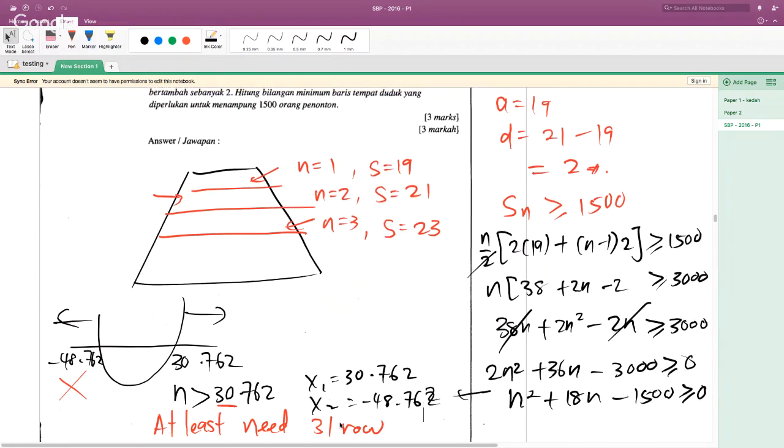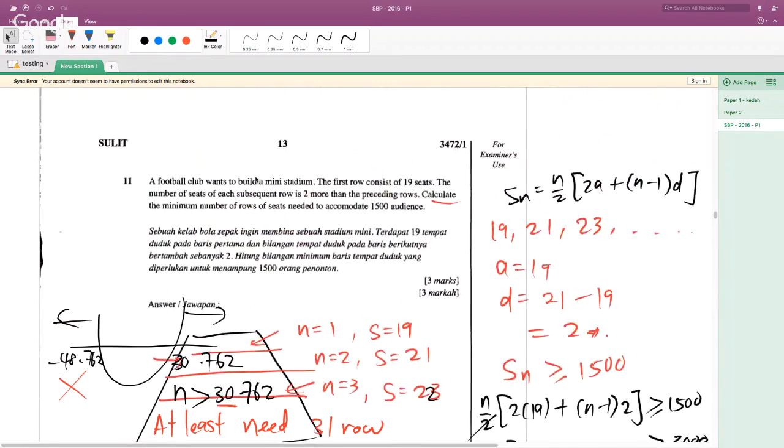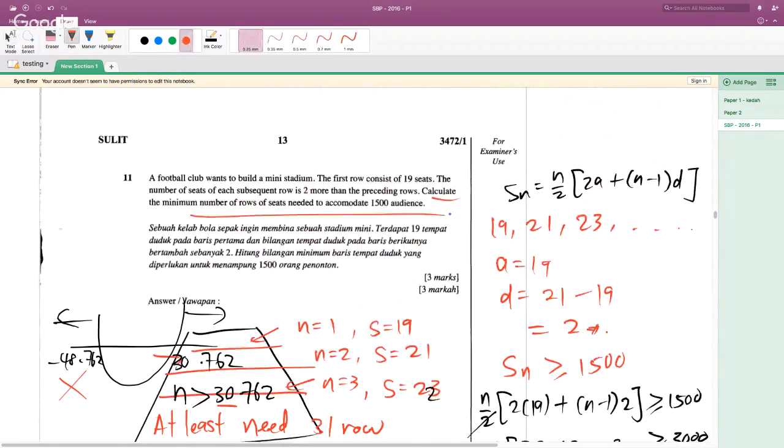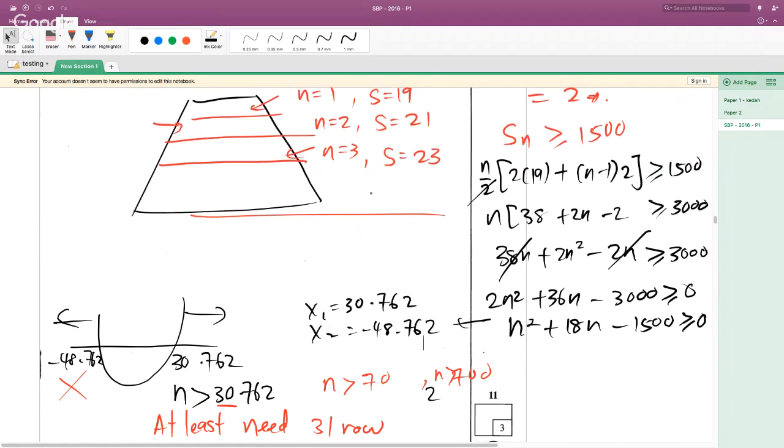All right, so just remember, the question actually asks about the minimum number, because when it has to be bigger than 30.762, you can write any number which is bigger. 70 is bigger, or you can write n is bigger than 700, which is still bigger. So the question always needs to say this one is the minimum value, right? So when you say minimum value, you take the closest one, right?